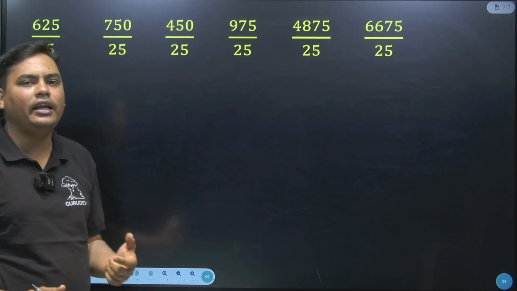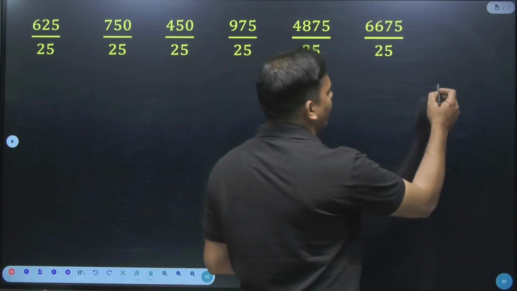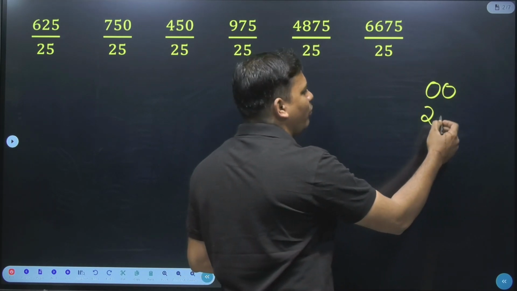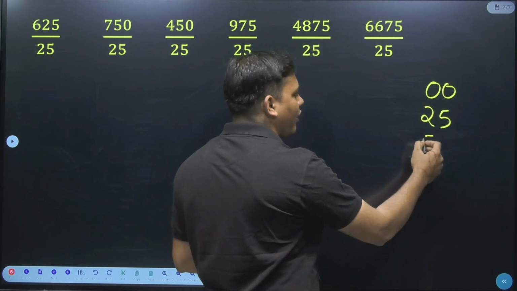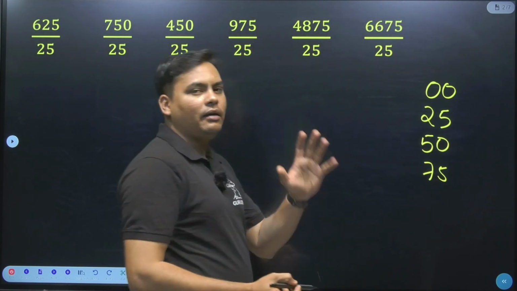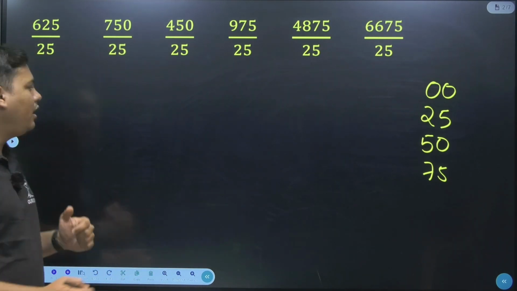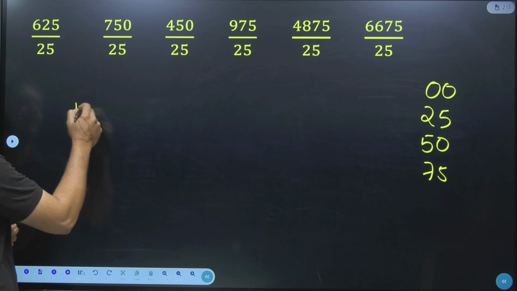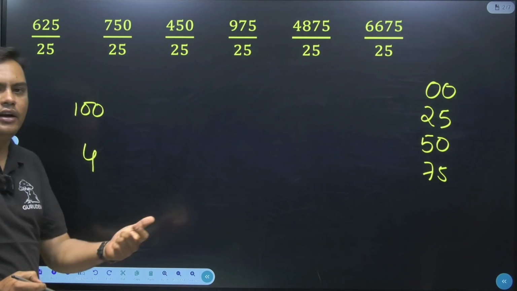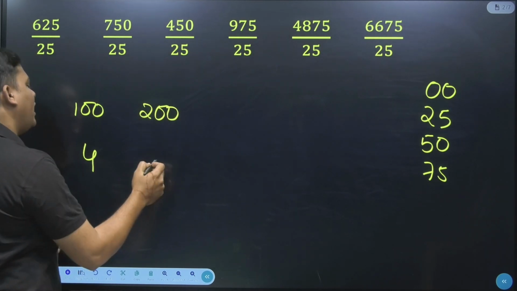What is the criteria for a number to be divisible by 25? Always remember that whenever you have two zeros at the end, or 25 at the end, or 50, or 75 at the end, that number will be divisible by 25. If I ask you how many 25s are there in 100, there are 4. In 200, the answer will be 8.